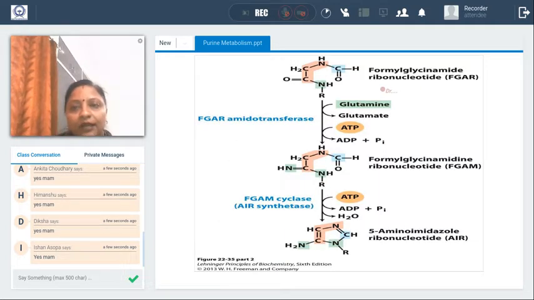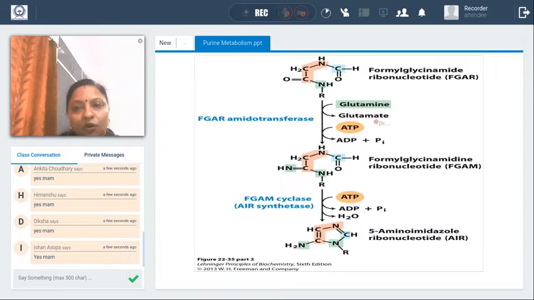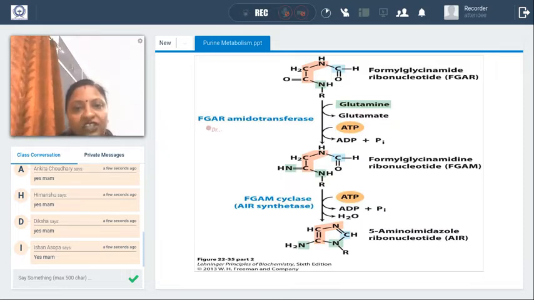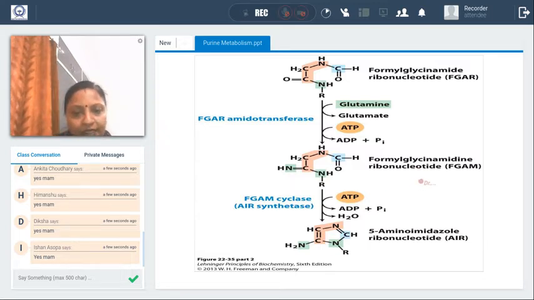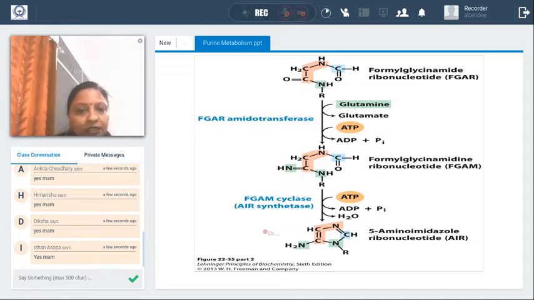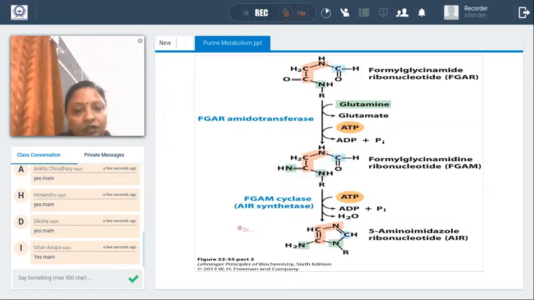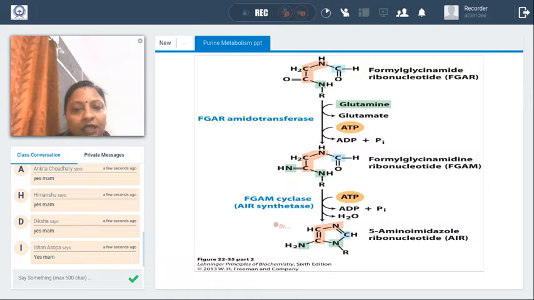Next, this formyl glycinamide ribonucleotide again combines with glutamine, in the presence of FGAR amidotransferase. The enzyme name represents amidotransferase, transfer of amide group. FGAR, that is formyl glycinamide ribonucleotide, in the presence of ATP, converts into ADP and inorganic phosphate and is converted into formyl glycinamidine ribonucleotide. You can see NH, NH here. Then again, this is FGAM cyclase, another name of which is AIR synthetase.